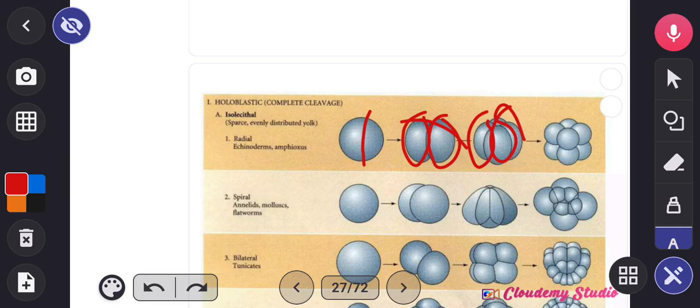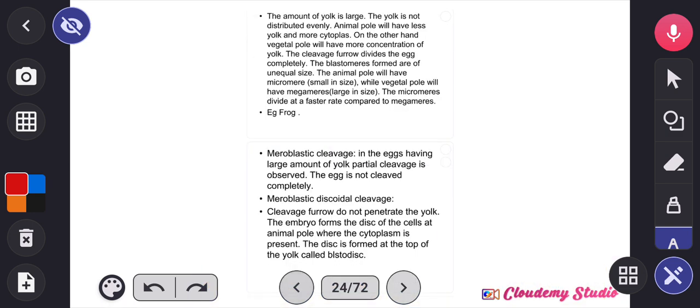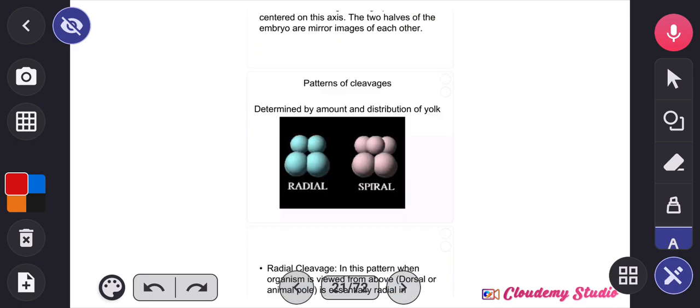To give 4 cells. And then it divides like this to give 8 cells. So if you look at it very well, the first thing that happens is dividing through the meridional plane, right? Then dividing through the equatorial plane. That is how it happens. You understand? And it is found in amphioxus and the echinoderms. Now we have the second one, which is the radial cleavage.